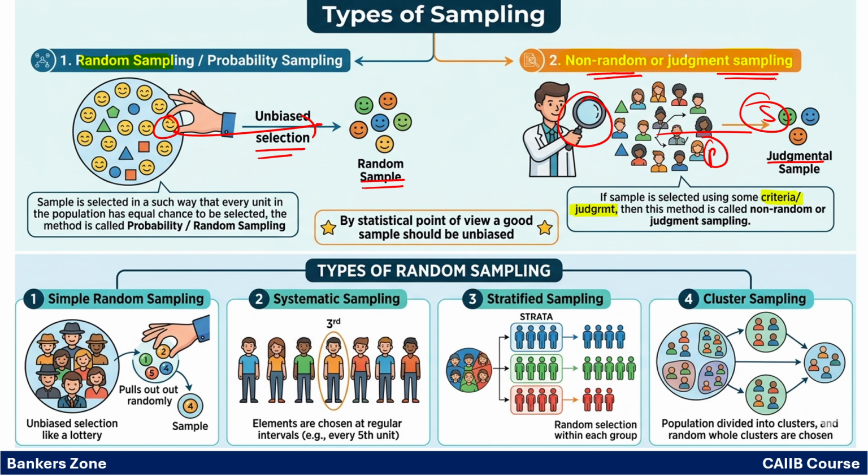we call it non-random or judgmental sampling. Now we can classify random sampling into 4 categories: simple random sampling, systematic random sampling, stratified random sampling and cluster sampling, right? There are 4 types: simple, systematic, stratified and cluster. Now see in detail one by one.